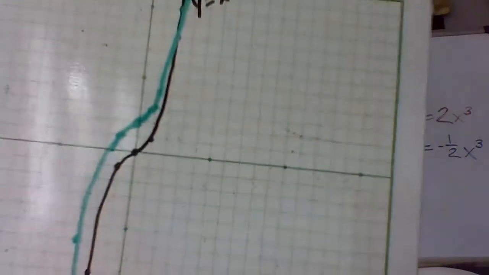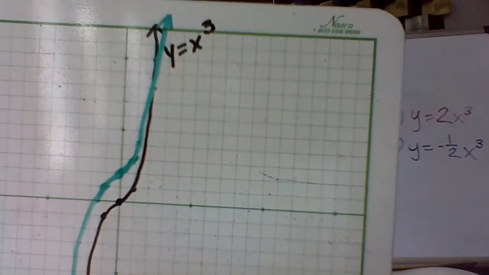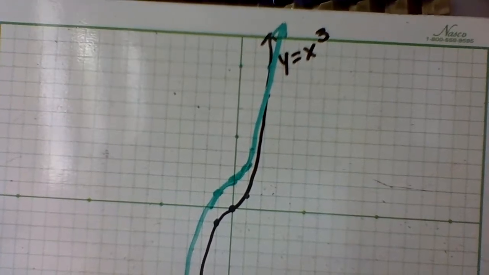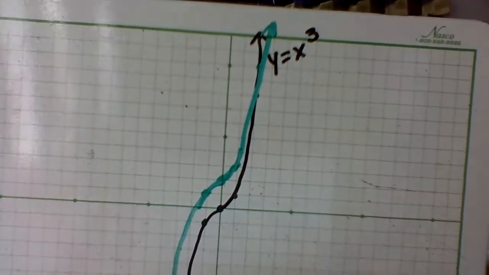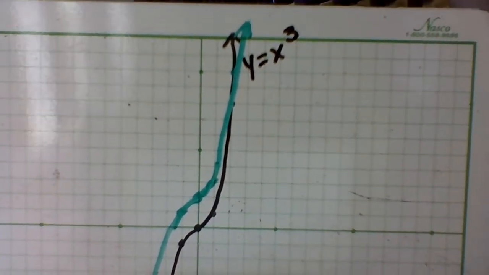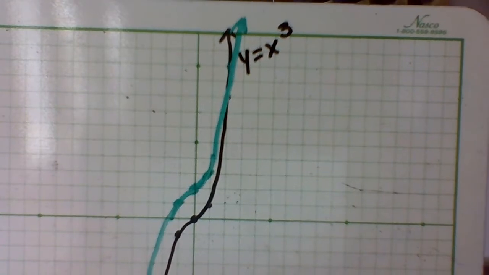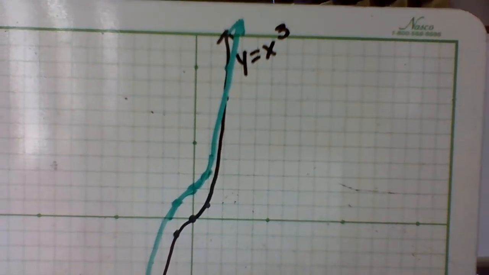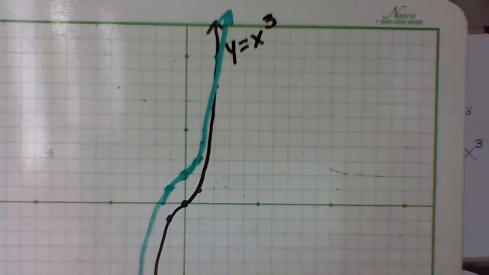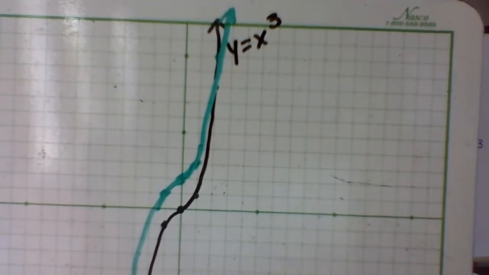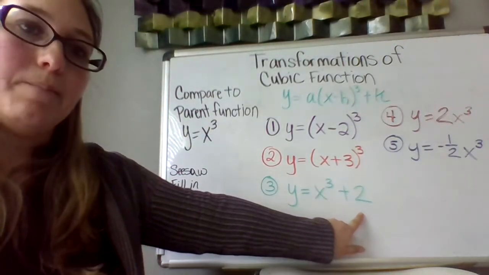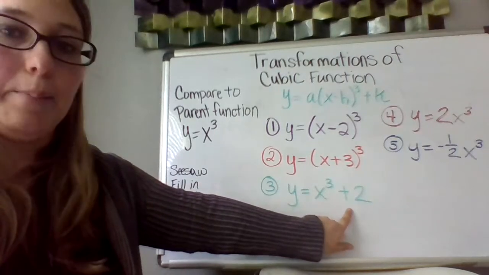All right, so my original function is x cubed, the black one. You'll see the vertex was at (0, 0). What happens when I add 2 on the outside is that it moved the function up 2. So it translated up. You'll see the vertex now with the green function is at (0, positive 2). So when I add something on the outside, in this case, it went up 2.